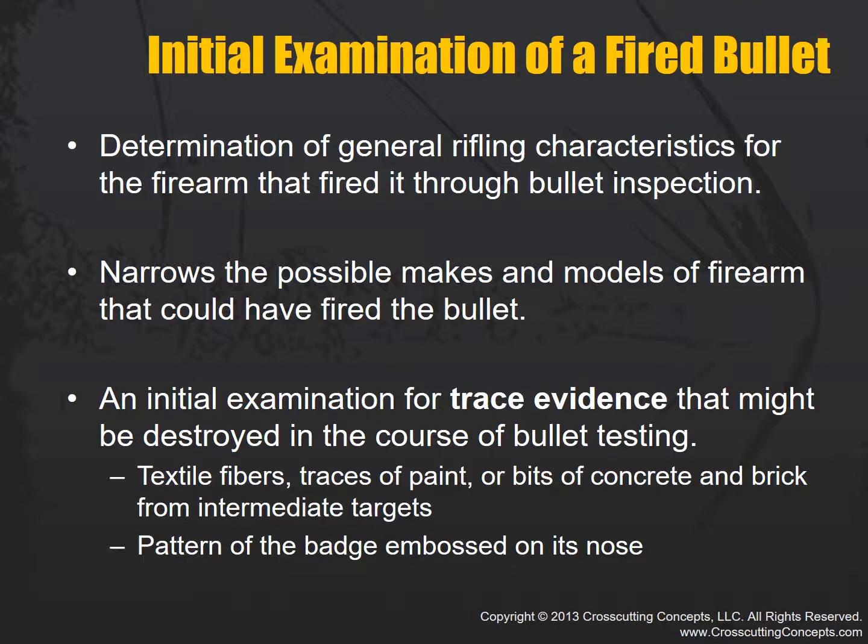All right, so initial examination of a fired bullet. Initially, we want to determine the general rifling characteristics, and that's what the initial examination is for. It narrows down the possible makes and models of the firearm, and we can look for trace evidence that could be destroyed in the course of bullet testing. So when we're first looking at this bullet, we're looking for textile fibers, pieces of paint, bits of concrete, brick, and the pattern of the badge embossed on the nose. We don't want to test this for striation characteristics until we've looked at all these other trace evidence that could possibly be there. And also to note the firearm, okay?